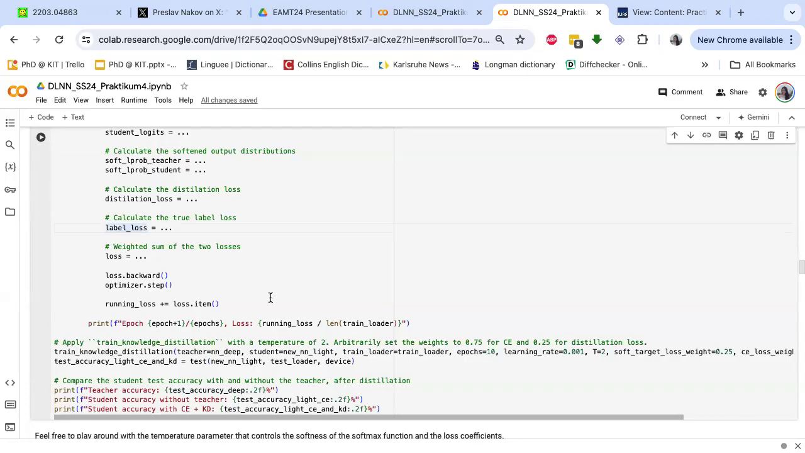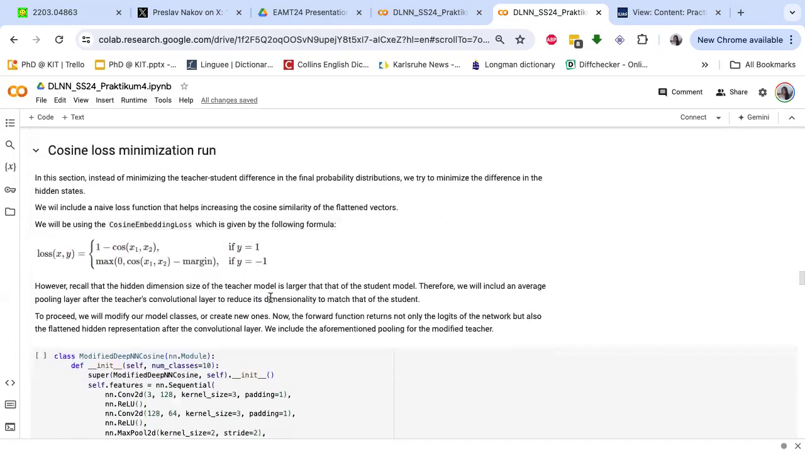Any questions so far? Okay. Then distillation in this case again?